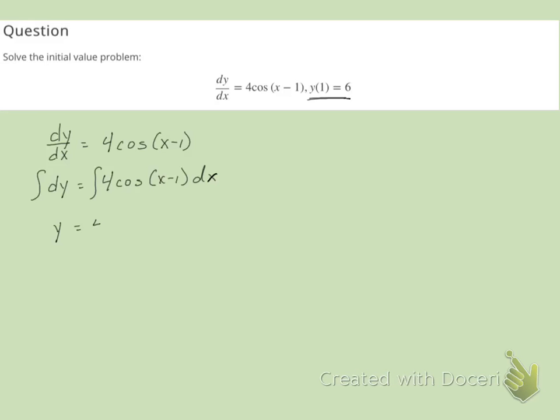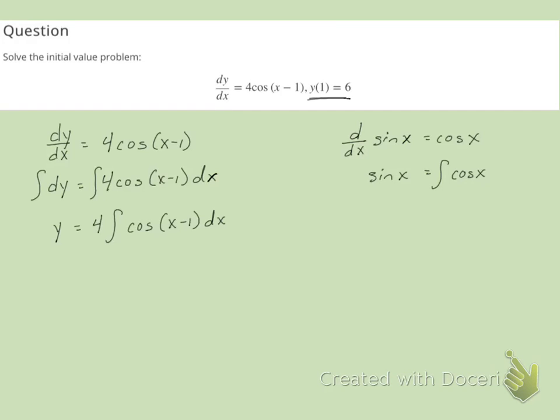and then I'm trying to figure out the integral of this piece here. So I'm going to bring that 4 out in front, and I have the integral of cosine of x minus 1 dx. So remember that the derivative of sine is cosine, which means that the integral of cosine is going to be sine.